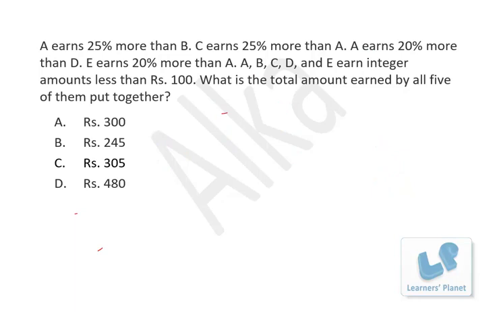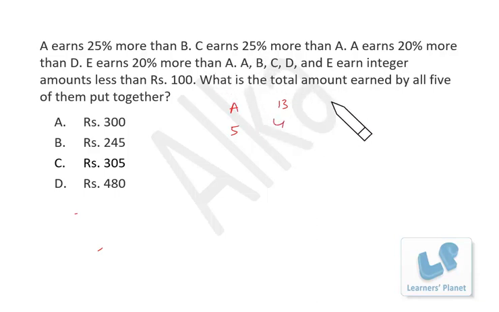Now let's try this question from a mock test paper. A earns 25% more than B. Since you have attended the basic sessions of percentage, I assume you must be knowing that if A is earning 25% more than B, that means A is earning 125% of B. So 125% is precisely 5 by 4. So A is earning 5 by 4 of B, so I can say A is earning 5 and B is earning 4. This thing must be clear to you.